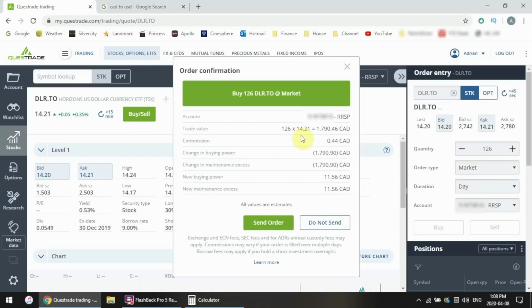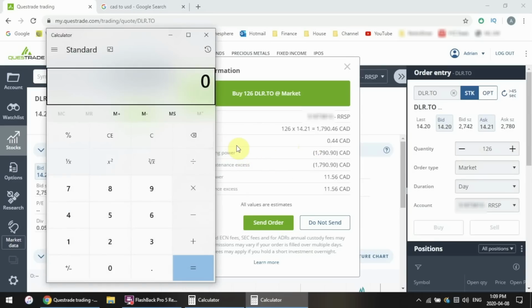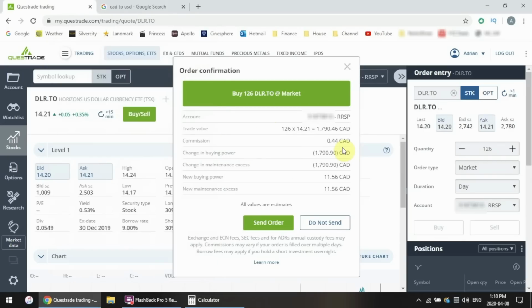You'll notice that the commission is listed as 44 cents. And again, that's just the ECN fees, which I talked about earlier. So just to confirm, let's take this 44 cents, divide by 126 shares, and we get 0.0035. That's the charge for ECN fees, 0.35 cents per share. Still, paying 40 cents in ECN fees is way better than paying $10 in commission at another broker.